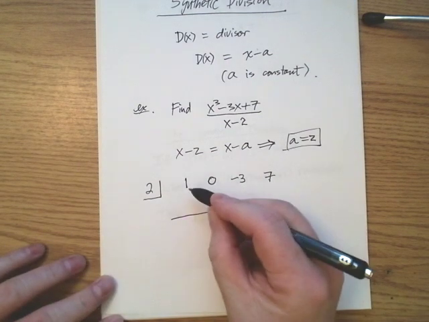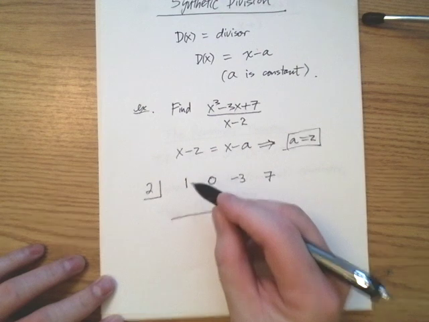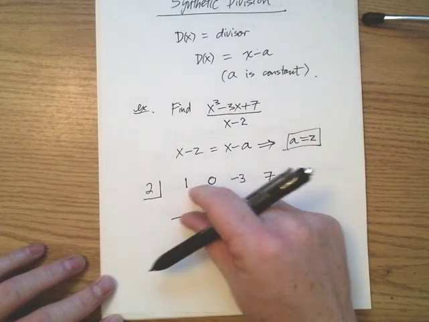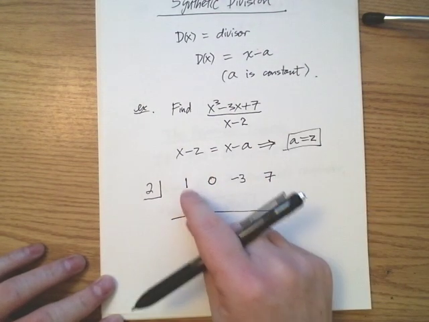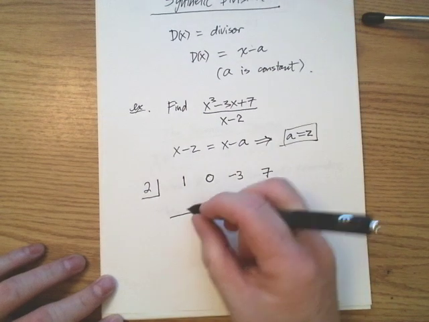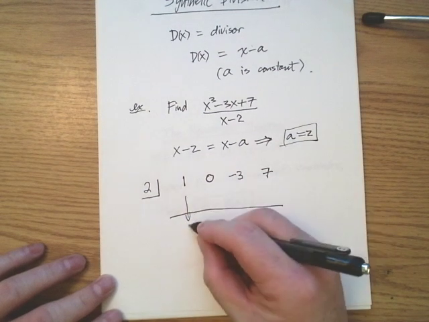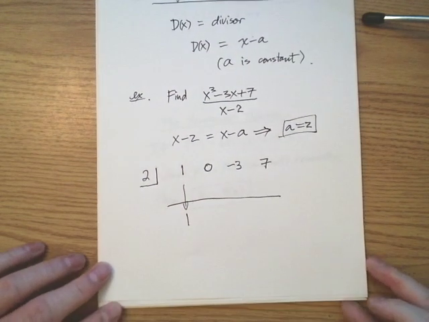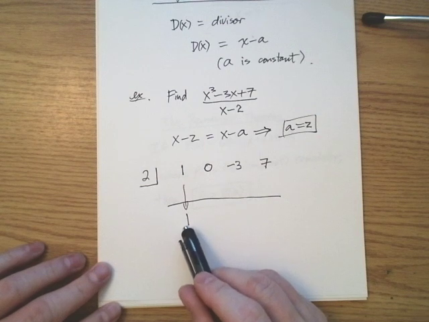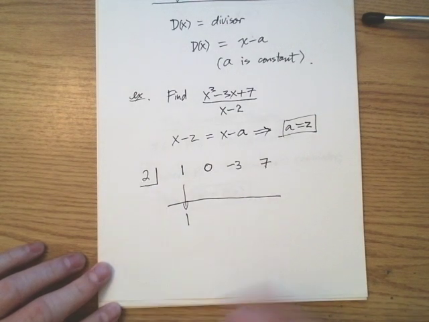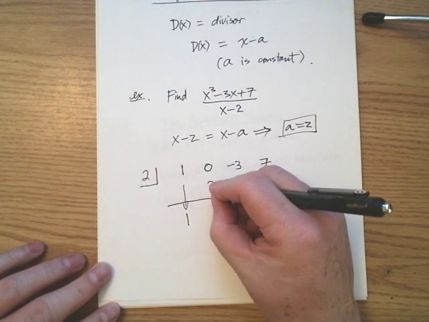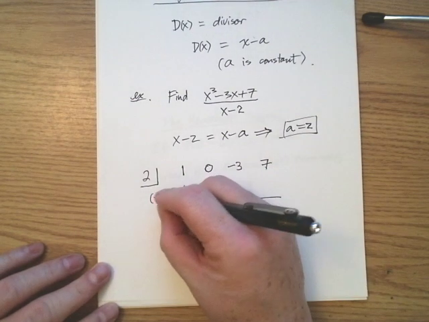Okay? Now, the first thing you do is not a calculation as such. I want you guys to leave a gap here between this line and this line, like I've drawn here, and just bring this on down. Just bring it on down. 1. Okay? Now I'm going to do this. I'm going to multiply the 1 times my a there, the 2. 1 times 2 is 2. And now I want you to add.